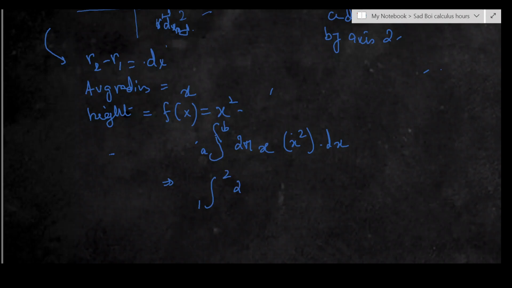Now integrating this, let's substitute the limits as well. What we have is 2 pi x to the 4 over 4 from 1 to 2. So this is going to result in 15 pi by 2.